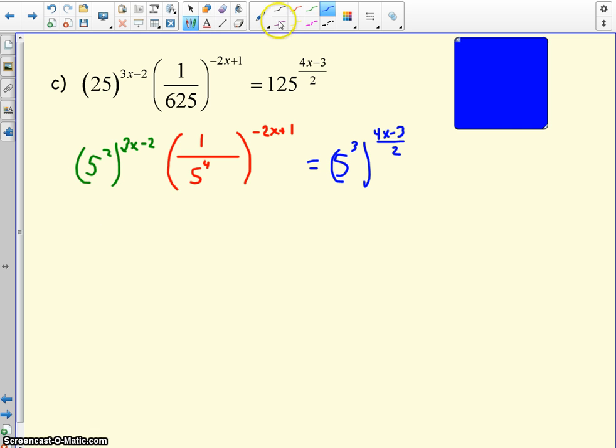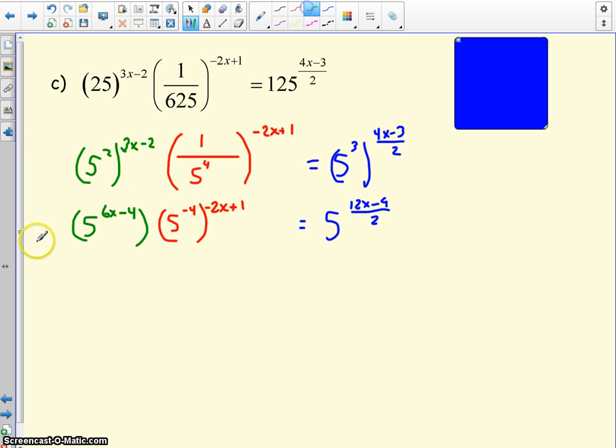So here, with the green ones over here, I'm going to do power over power again, so I'm going to get 5 to the 6x minus 4. Okay, 1 over 5 to the 4 is the same thing as 5 to the negative 4. Okay, so simplify that in my next line. And here, I'm going to wind up with 5 multiplying the 3 into here. I get 12x minus 9 all over 2. And that 3 multiplies in the numerator there. So I get 12x minus 9 all over 2.